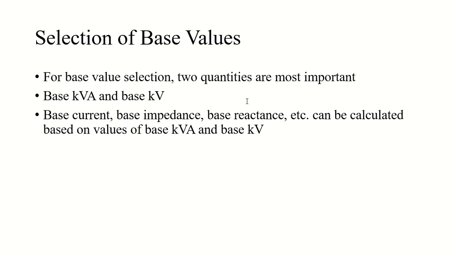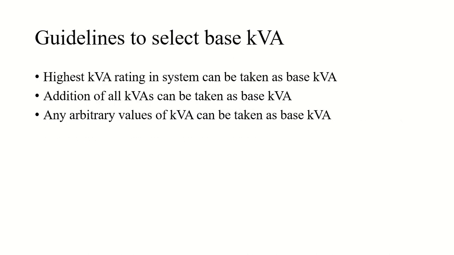For the selection of the base values, all these quantities are important, but all these quantities can be derived from two base quantities, which are base kVA and base kV. Base kVA and base kV are the main quantities, and all the other quantities like base current, base impedance, base reactance can be calculated based on the values of base kVA and base kV. Now let's see what the guidelines are to select the base kVA.